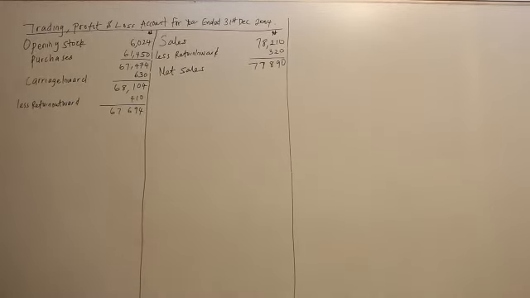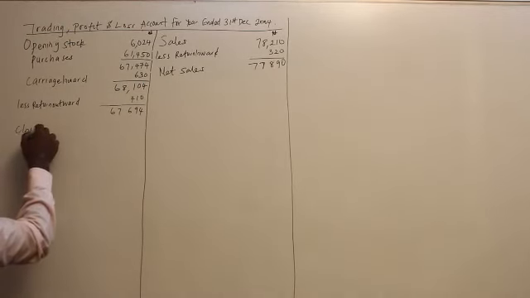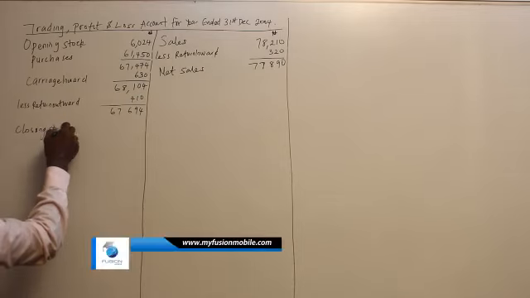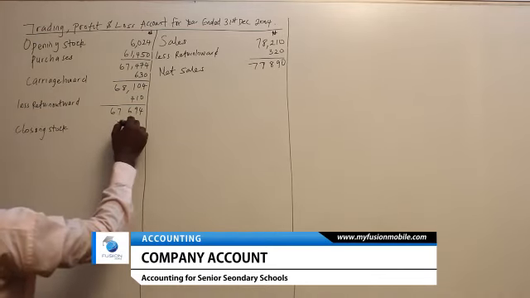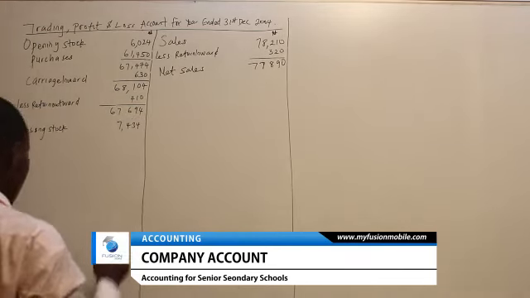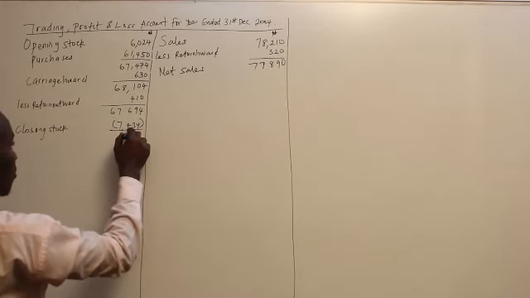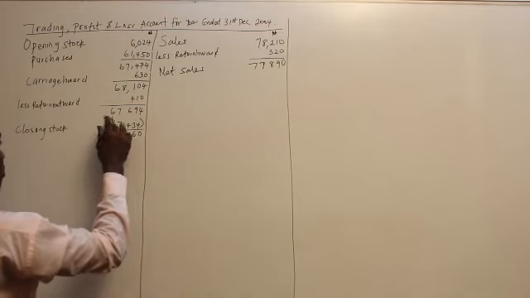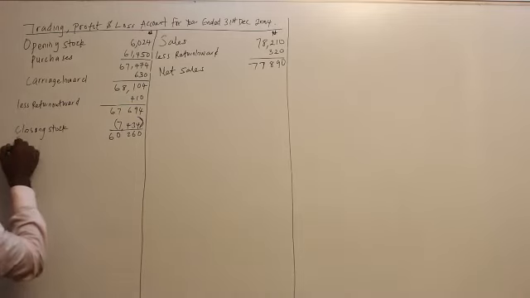So the next thing is to list our closing stock in the period. We're going to deduct our closing stock in the period. So we have additional information, so we have 7,434. That will give us the cost of goods sold.